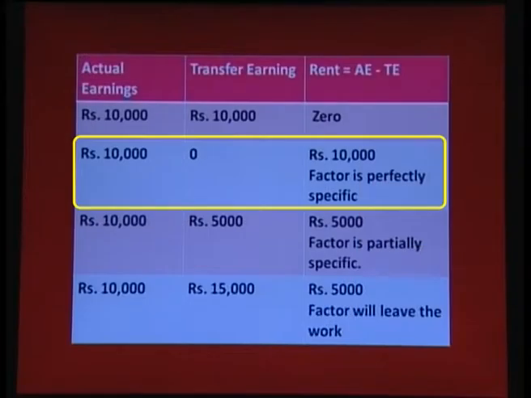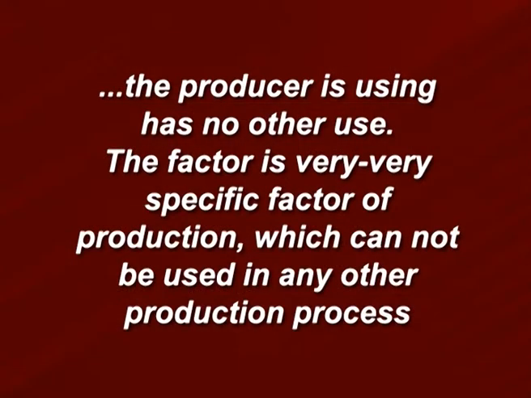In the second row, as we can see, actual earning is rupees 10,000 and transfer earning is 0. So, the economic rent accruing is rupees 10,000, which means that the factor the producer is using has no other use.